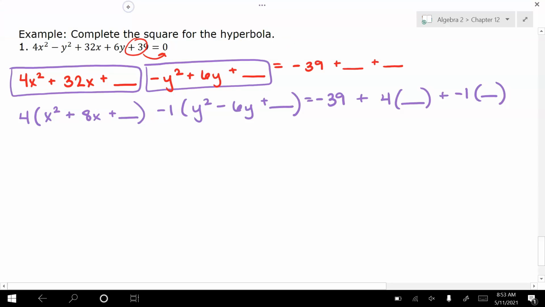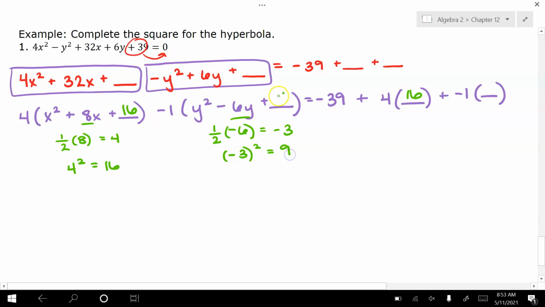All right, so now let's complete our squares. So for this first one, we do the 8x, so we do half of 8, which is 4, and then we square that. So 4 squared is 16. So that's going to go in that first set of blanks. What am I doing half of on the second one? Good, the negative 6, which is going to be negative 3. Then we're going to square that. What's negative 3 times negative 3? 9. So 9 goes in for those ones.